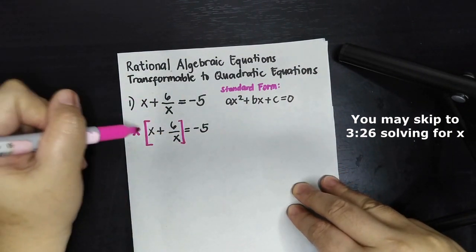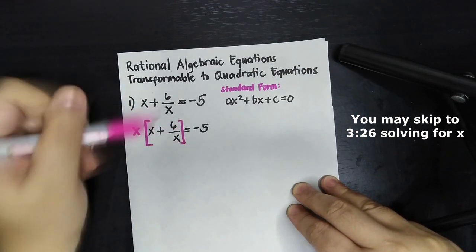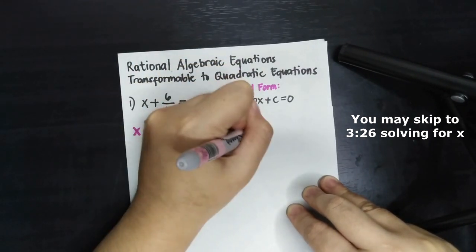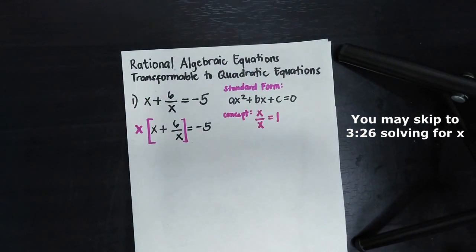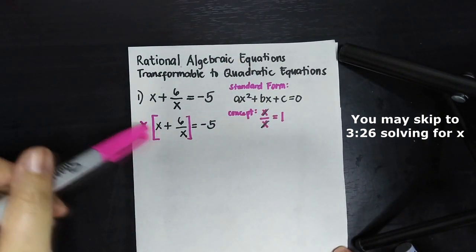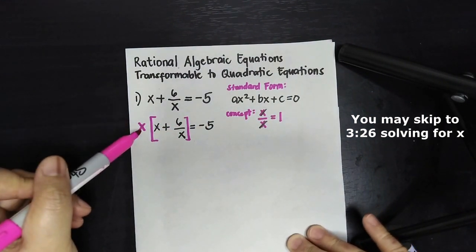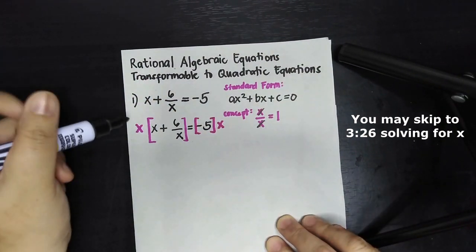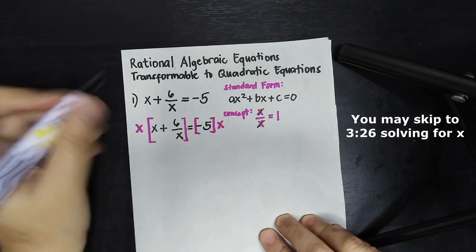Bakit? Kasi if we're going to multiply x, that will be multiplied to each term inside this grouping symbol. And the concept that we're going to use here is when a number divided by the same number, that will be equal to 1 or commonly tinatawag nating cancellation method. So, we can cancel this out, kaya mawawala na yung x natin dito once we can cancel. So since we multiplied x to this side, we will also multiply that to the other side of the equation. And then, we will do distributive property or multiply x to each terms inside our grouping symbol.